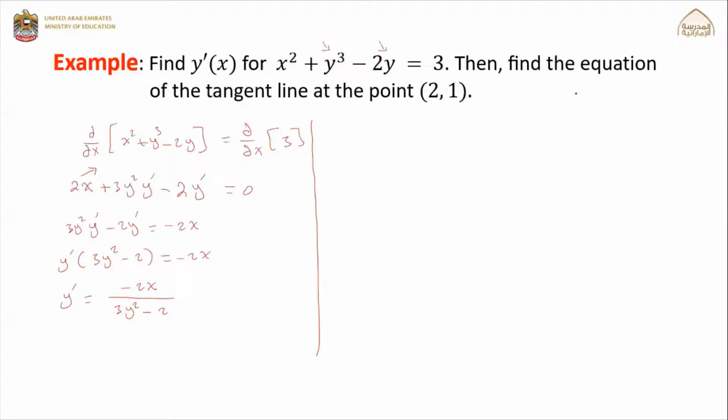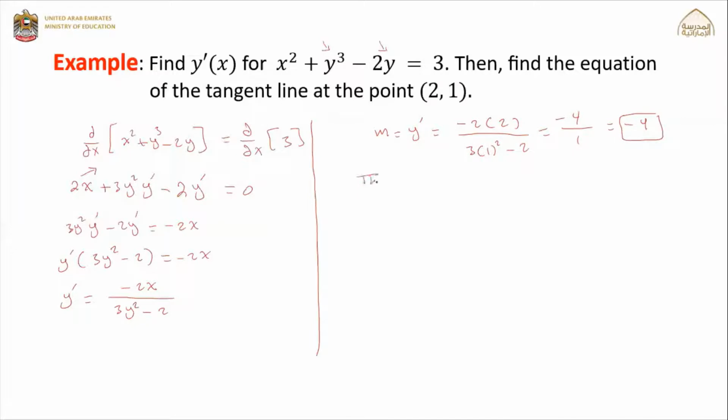Now, to find the equation of the tangent line at the point (2, 1), I will find the slope. The slope m equals y prime, which is negative 2 times x. X here is 2, over 3y squared, so 3 times 1 squared, minus 2. So it's negative 4 over 3 minus 2, which is 1. So the result is negative 4. Our slope is negative 4.